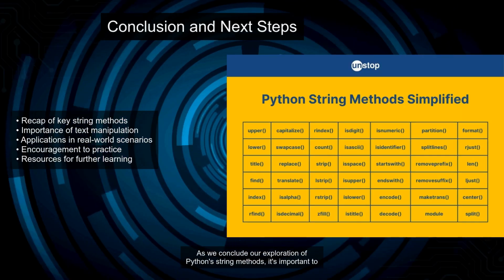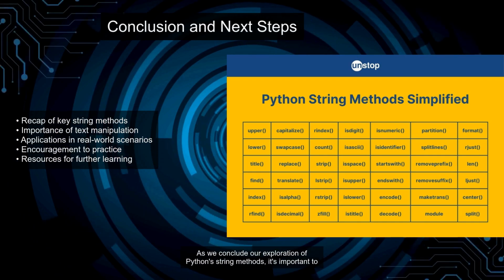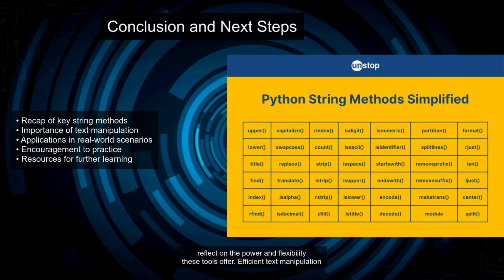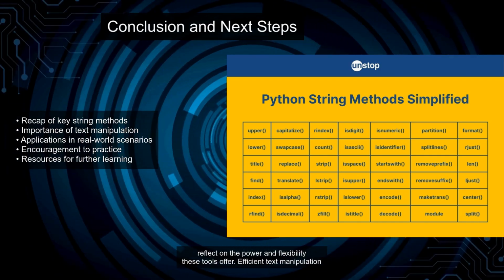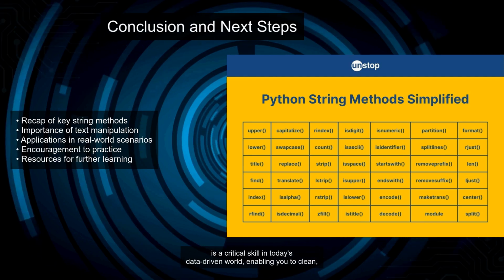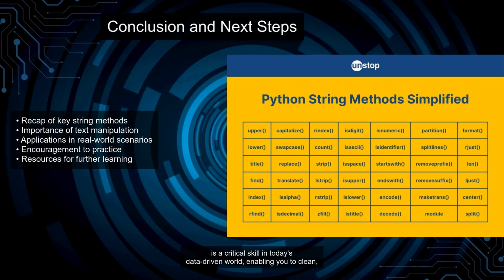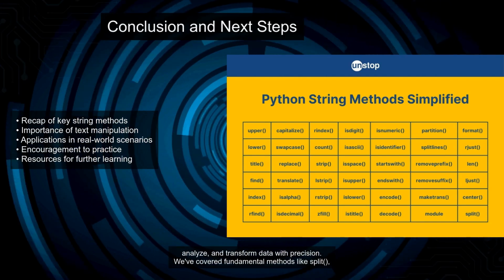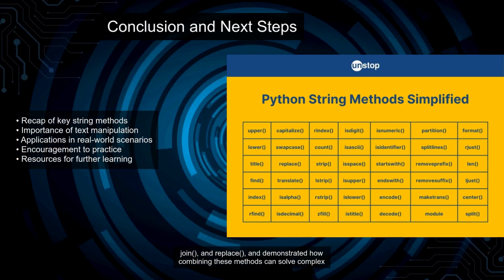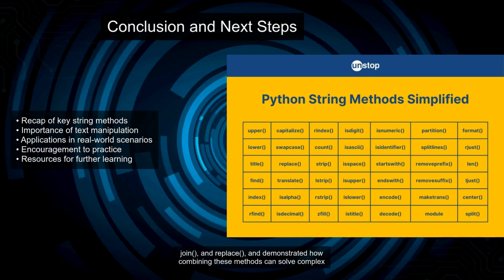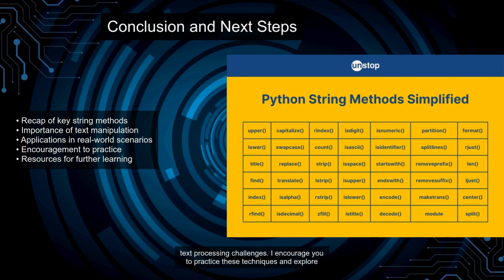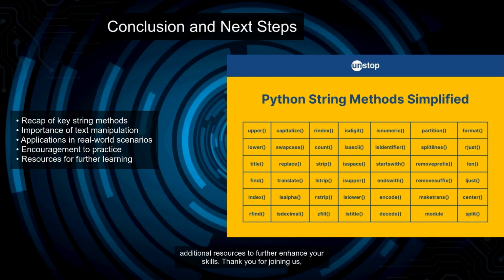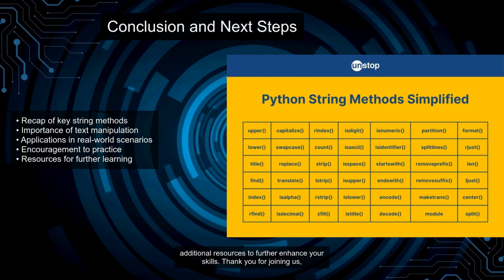As we conclude our exploration of Python's string methods, it's important to reflect on the power and flexibility these tools offer. Efficient text manipulation is a critical skill in today's data-driven world, enabling you to clean, analyze, and transform data with precision. We've covered fundamental methods like split, join, and replace, and demonstrated how combining these methods can solve complex text processing challenges. I encourage you to practice these techniques and explore additional resources to further enhance your skills.